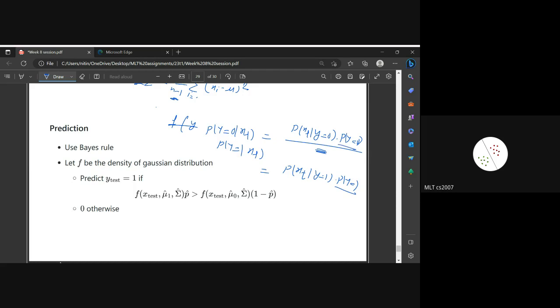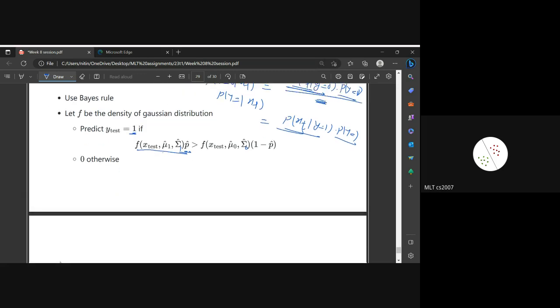Now we have estimated these values, and this distribution we have already estimated. This is a normal distribution, right? With mean mu naught and variance sigma naught. Just take the x test value for this. So this will be this, and this will be p hat, right? Similarly, this is the distribution for class 1 and this is for class 0. So this is sigma 1, this is sigma 0, and the same thing applies. And if this probability is higher than this probability, then we make the prediction to be class 1. The same thing we are doing, just the distribution has changed in this case, right?